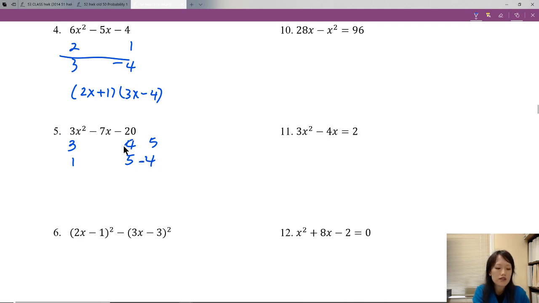So negative on the 12, right? So it's not this one. All right, negative 12 plus 5. So you know it's 3x plus 5 and x minus 4.